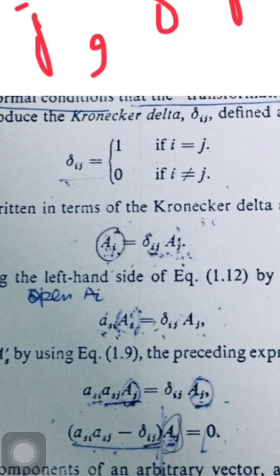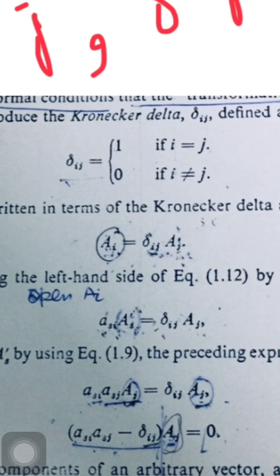What is the role of that Cartesian tensor Kronecker delta? This may change the indices. For example, we are seeing here a_i is nothing but delta_ij a_j. i changed to j. So delta_ij is used to change the indices. Whenever we need, we can take delta_ij.